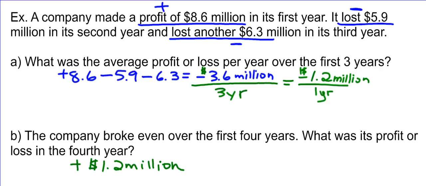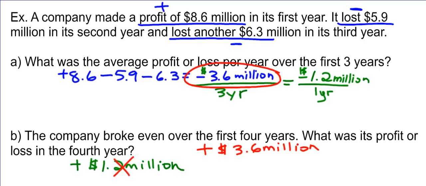Okay, so if you said positive $1.2 million had to be made in that 4th year, you were wrong. That was the average. What you should have done is realized that this negative $3.6 million needs to be canceled out to bring them to 0 for that 4th year. So again, thinking of opposite integers, negative 3.6 is going to be canceled out by positive 3.6. So in the 4th year, they had to make a positive $3.6 million to make the total profit or loss to 0. All right, so that's your last example for this lesson.